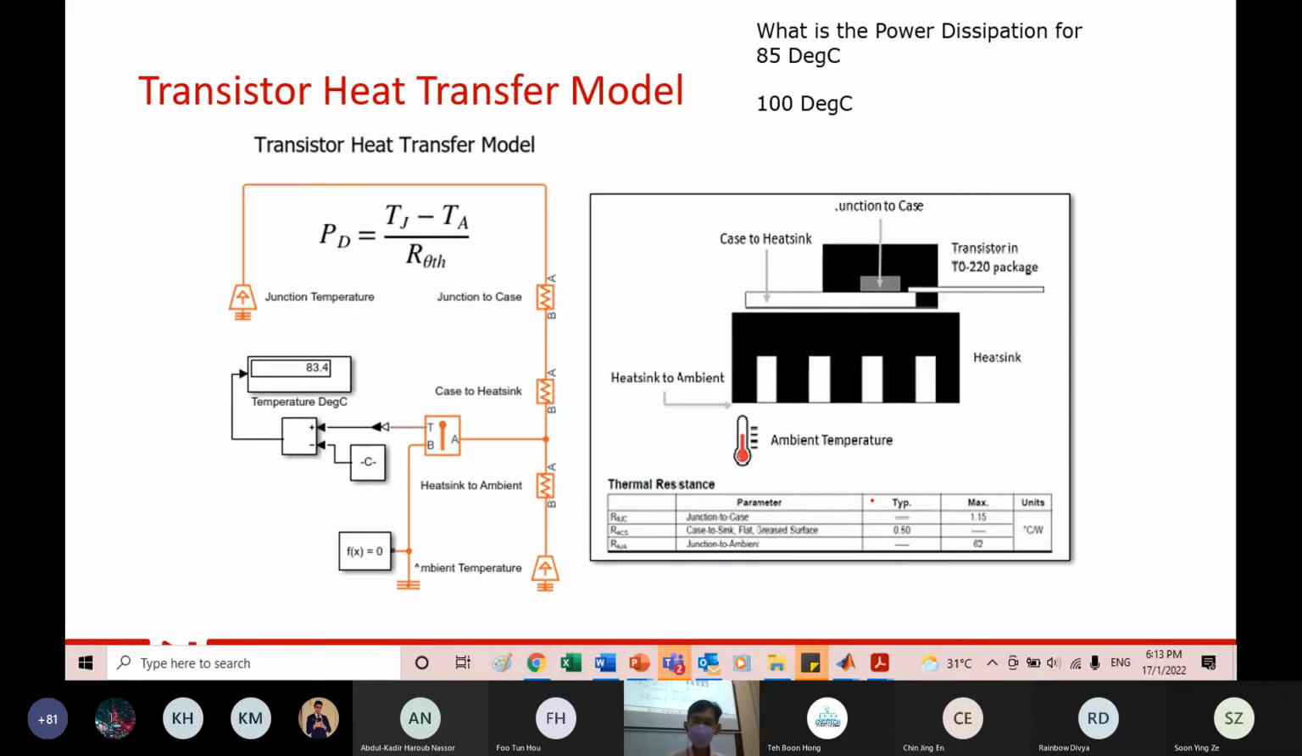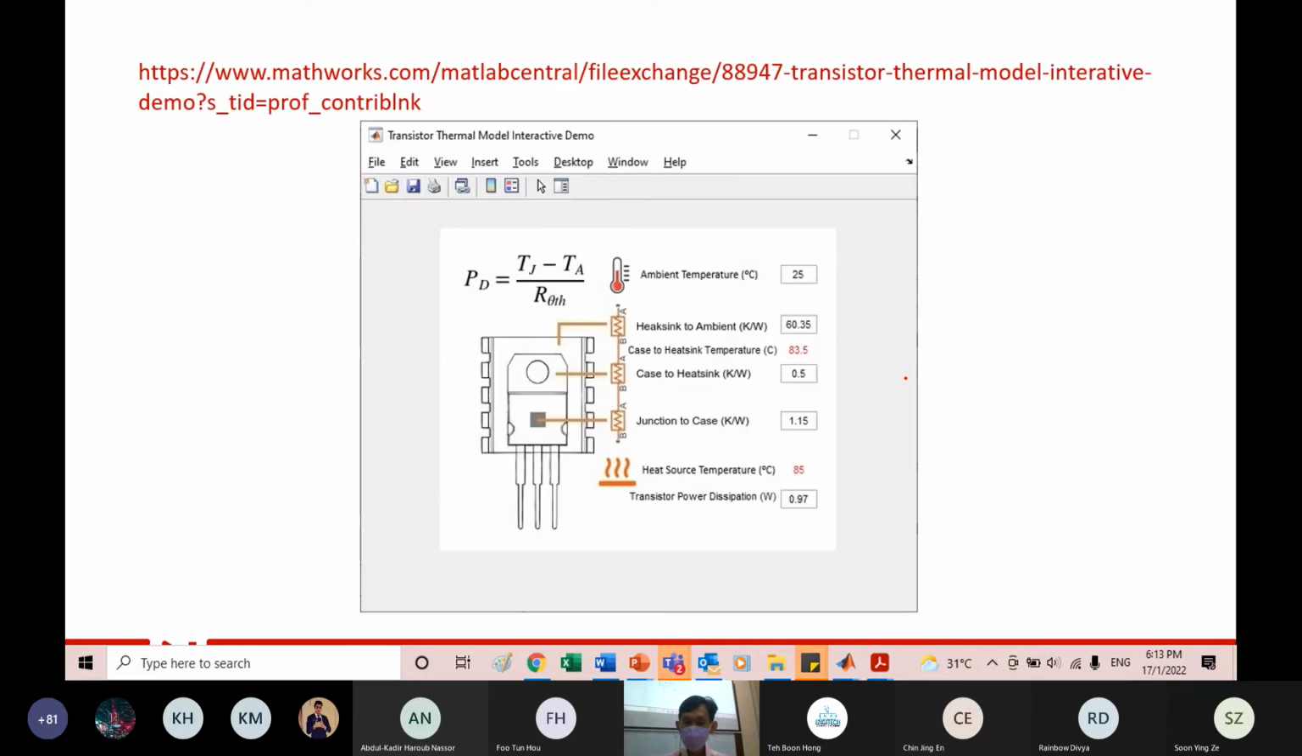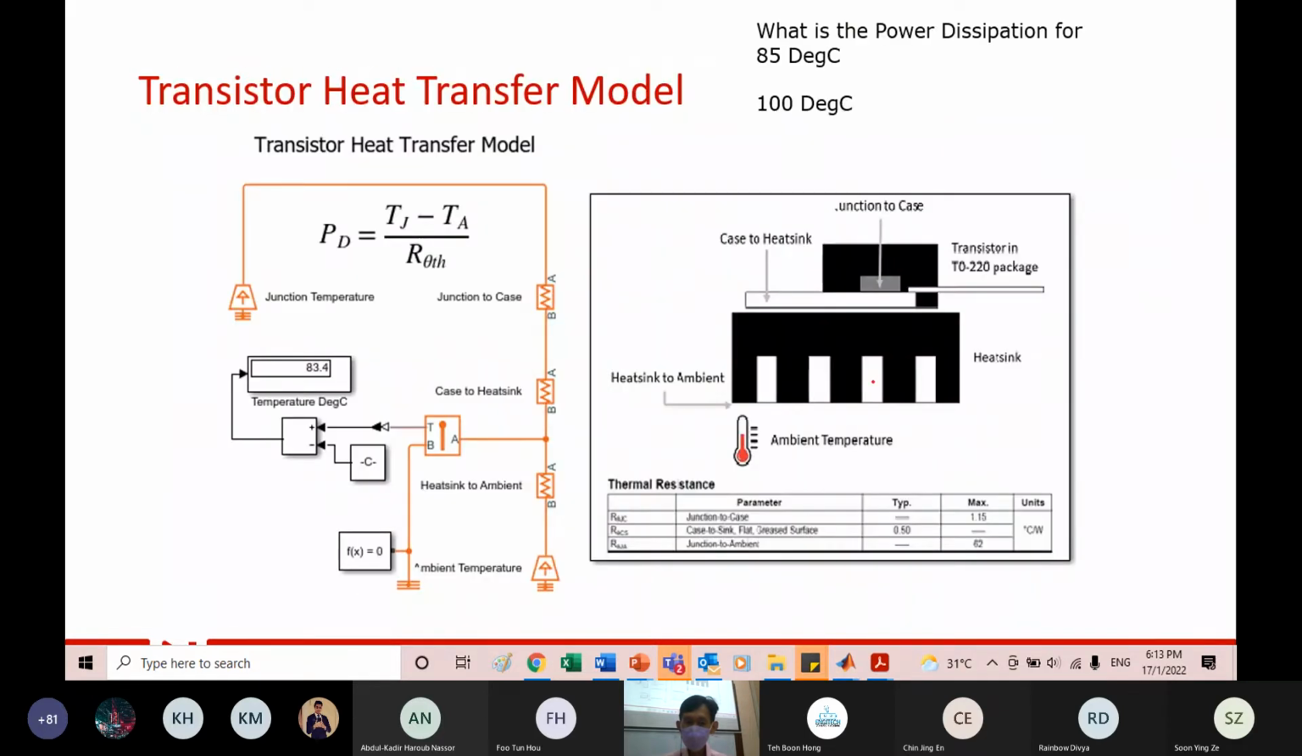So this one, MATLAB also can do it. So here is one example. I show two first. Now you can model this in Simulink, where you can get all these thermal resistors to connect. Remember they give you three: junction to case, case to heat sink, heat sink to ambient. Then junction temperature, this is the source, and this is the power dissipation equation.